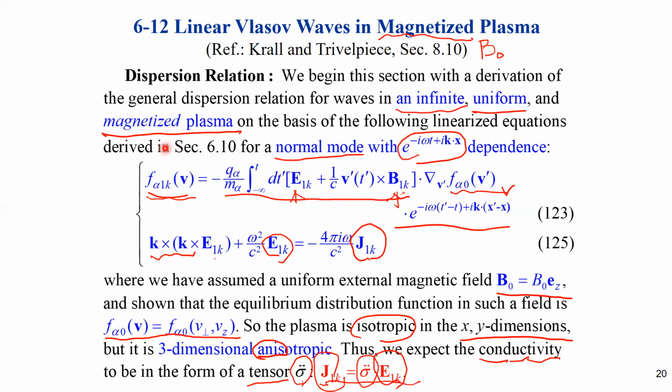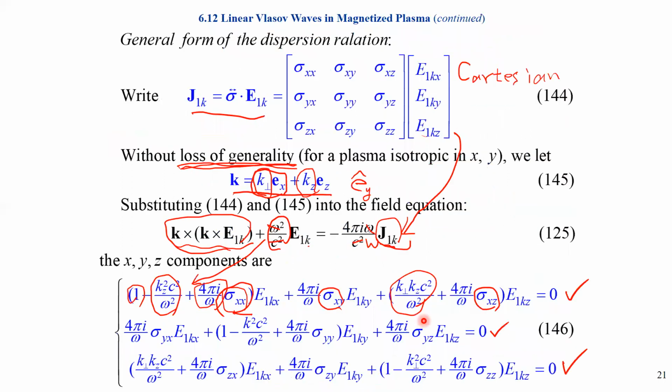Linearized velocity equation. So distribution function is related to here and here. And we have another one. From these two, we can calculate everything. So first, let's assume J and E. J and E has a simple relation we call conductivity tensor.